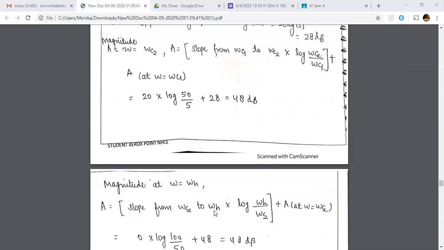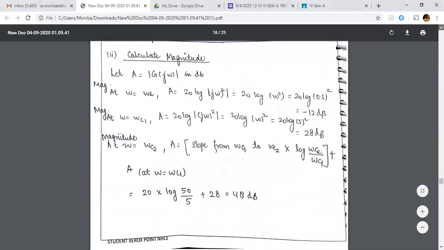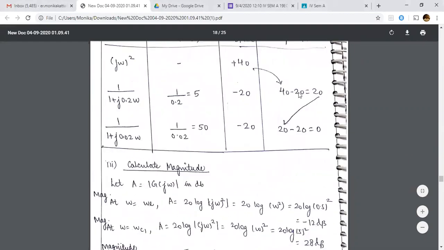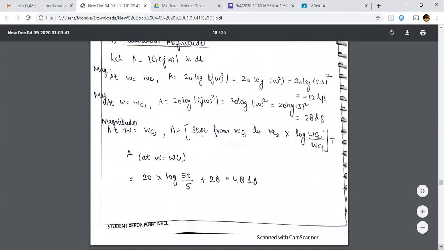From omega C2 to omega H, it is 0. 0, from the table you can see, right? See, here the slope was plus 20, so you wrote plus 20 in step 3. But from omega C2 further onwards, the slope is 0. So you wrote 0. After omega C2, the slope remains 0. Okay. So you wrote 0 here.